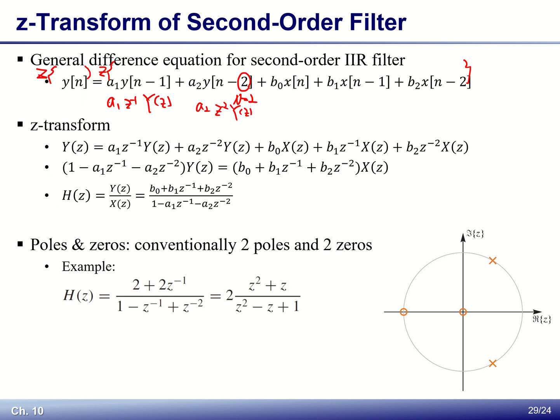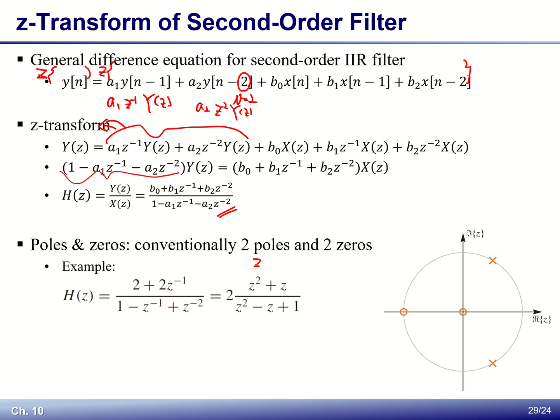So after getting the Z transform of each term, we move the Y(z) related terms to the left of the equation, and we factorize and divide by these terms to get the ratio of Y(z) to X(z). The example is here.